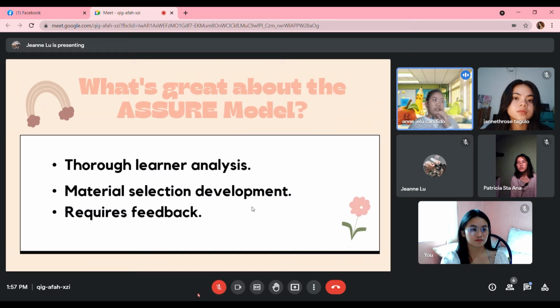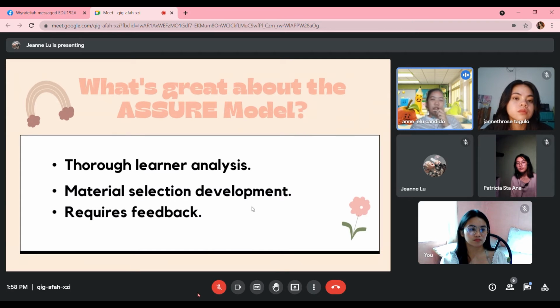So the Assure model is a great learning model a teacher could use to have a more effective learning experience. And with material selection development, we are able to select media materials and evaluate ourselves whether or not those media materials were effective enough for the student to understand. And the feedback is where the assessments come in. So the assessments are also a form of feedback to the teachers on whether their teachings were effective enough.